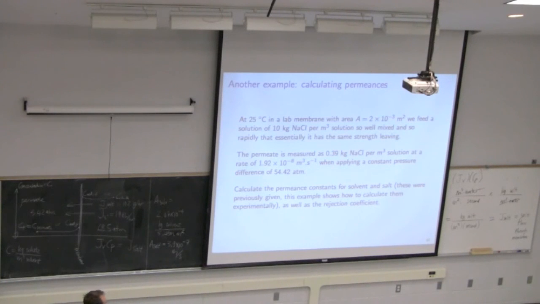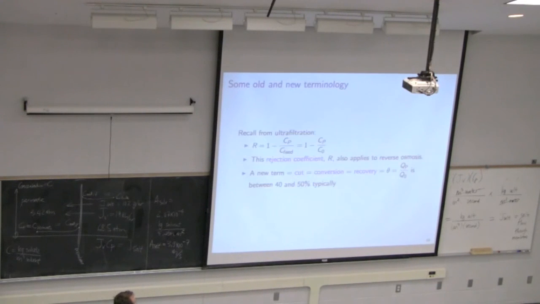Okay, so the last one is the rejection coefficient. This is the last new terminology we'll introduce here. The rejection coefficient is given by this equation. We've seen it before, actually, in ultrafiltration. The rejection coefficient is R equals 1 minus C_P divided by C naught. Except in ultrafiltration, this is instantly one, because C_P is zero. You reject everything in ultrafiltration. But because we're having some salt travel through the membrane, our rejection coefficient is not 100%. This ratio, C_P over C naught, subtracted from one, tells you the percentage of rejection.